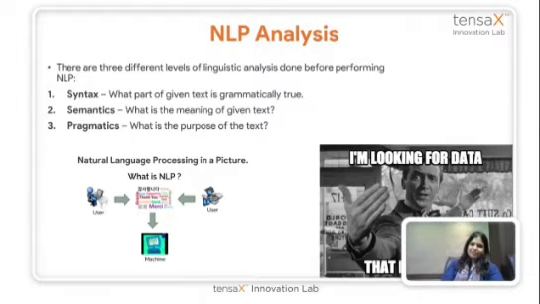So when we're talking about natural language processing analysis, we're talking about the syntax. The syntax is a general term that is used both in computer science as well as in English. In English, it specifically refers to the grammatical order of the words and parts of the sentence that you use. So the syntax analyzes what part of the given text is correct grammatically. Then it evaluates what is the meaning of the given text, right? This falls in the semantics part of it. And then what is the purpose of the text, which is the pragmatics.